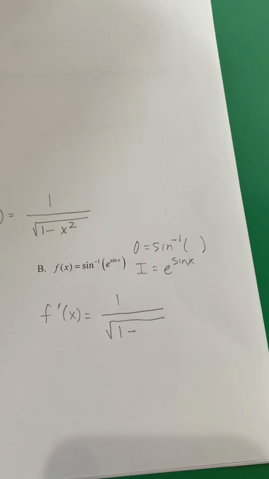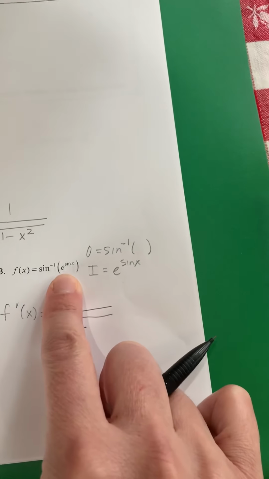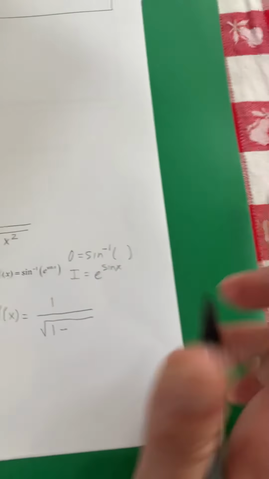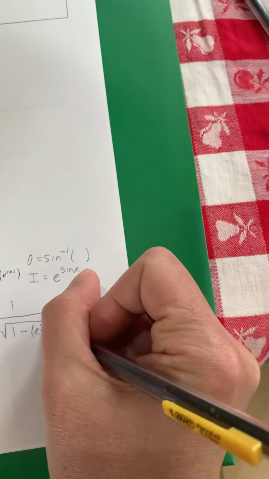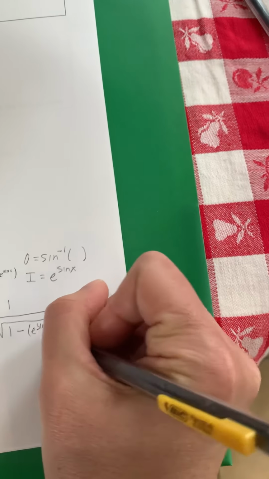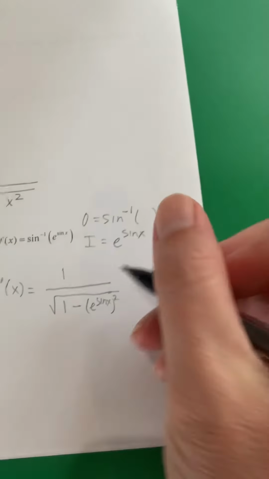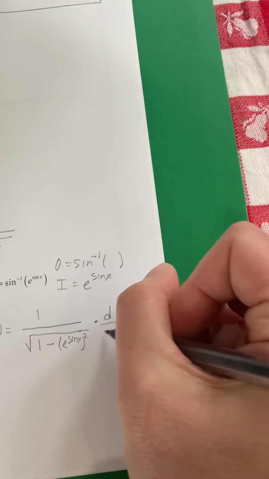Okay, now whatever x is, we want to square it. So in this case, our x value is the inside. So this is what's going to get squared. Okay, so that completes the derivative of the outside, but now we need to take it times the derivative of the inside.